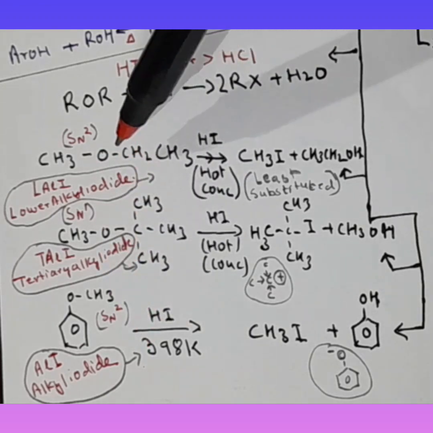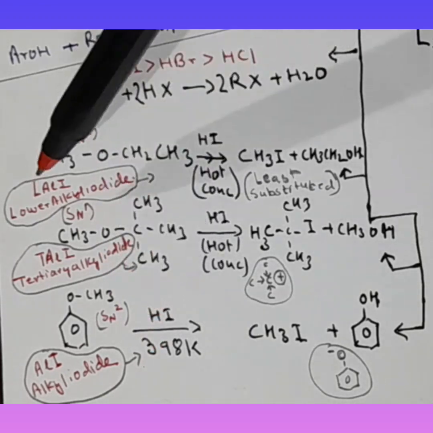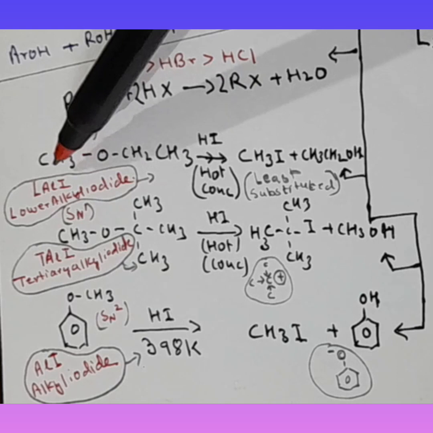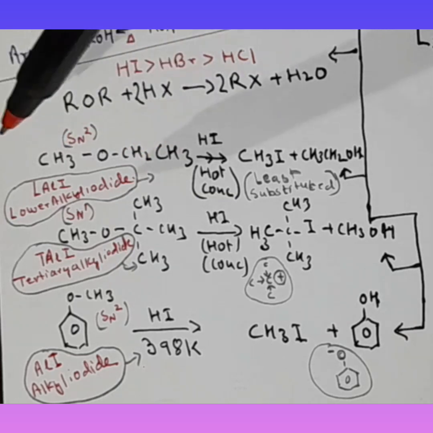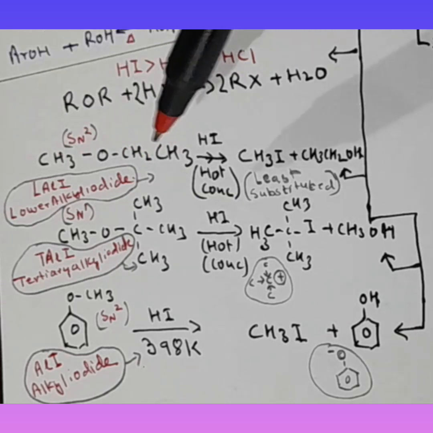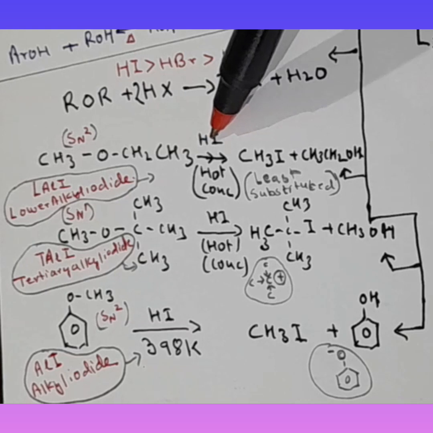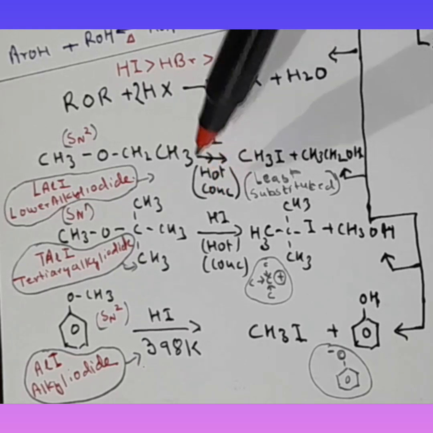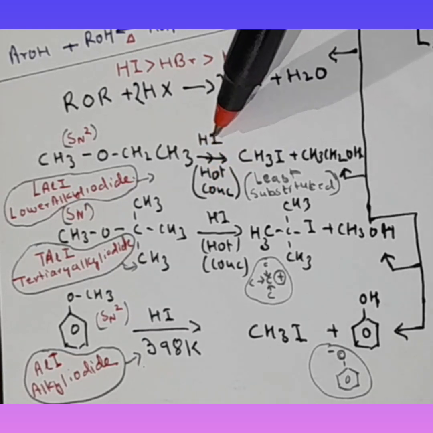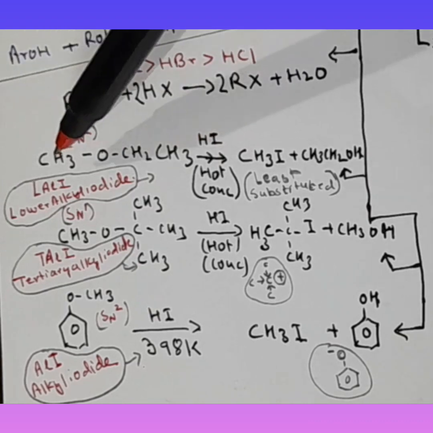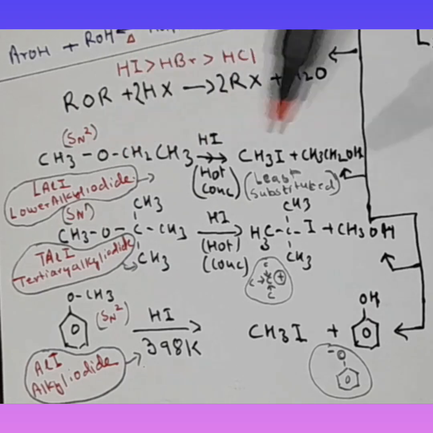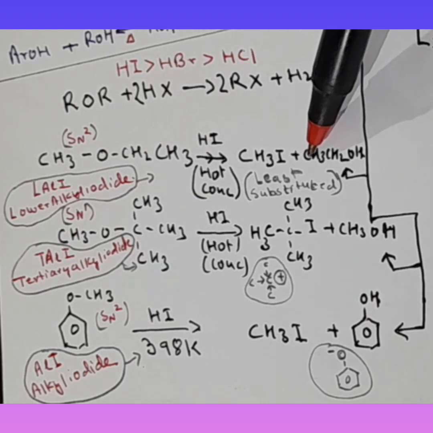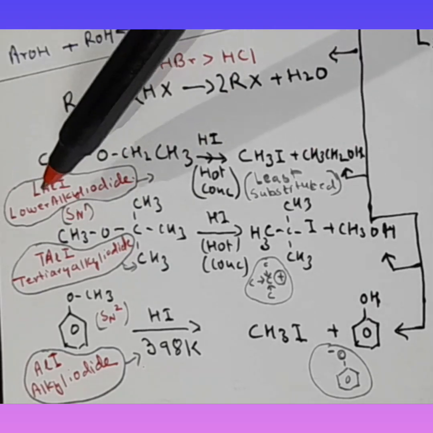These are all unsymmetric ethers. Alright. Now here we have smaller group, lower alkyl group. Here we have got higher alkyl group, ether. Now when we treat it with hot concentrated HI, what we end up with is CH3I and C2H5OH.